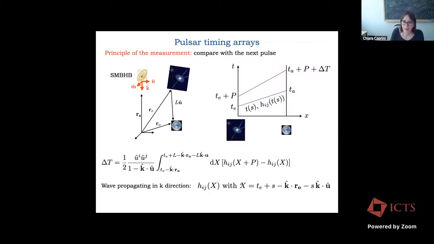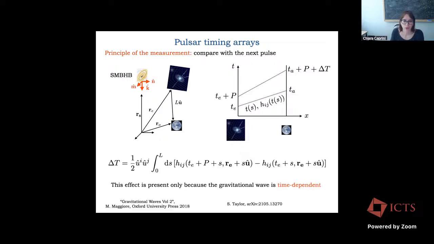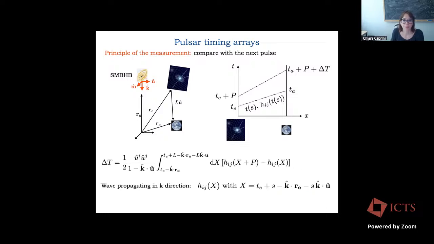Okay, and then one can perform this change of variable where now the only difference is the fact that you are considering Hij at the point x plus p minus Hij at x. Okay, and this change of variable also makes this particular factor come out of the integral. Nothing complicated, you can just do it on your own.